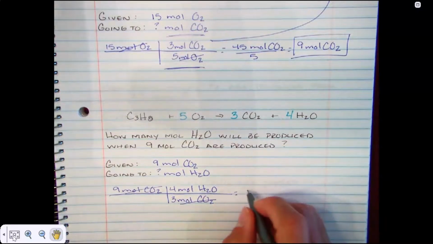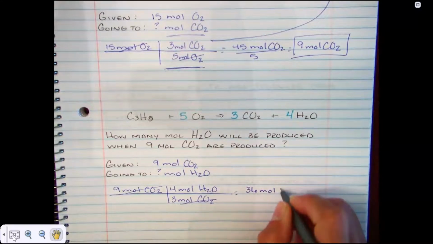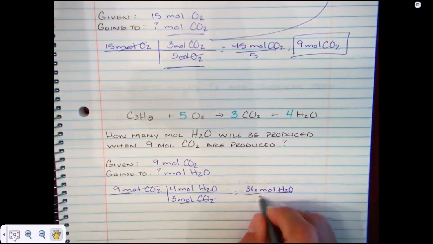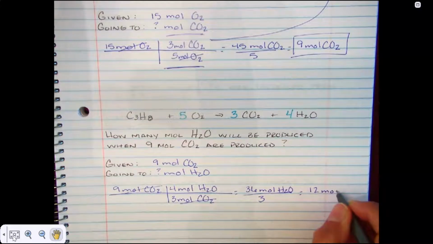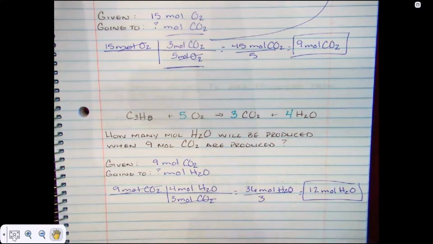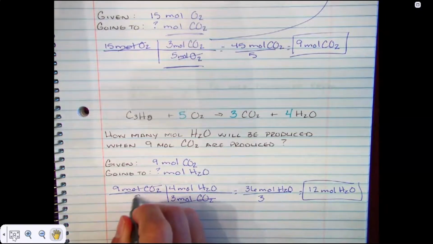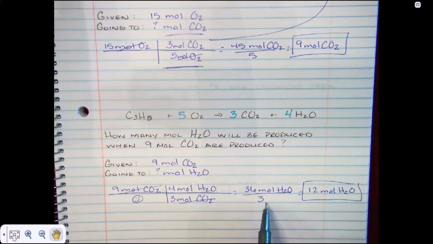9 times 4 is 36 moles H2O. Don't forget to pay attention to what's on the bottom, which is 3. 36 divided by 3 is 12 mole H2O. Again, here make sure that we multiply across the top, multiply across the bottom. If you don't have anything underneath, you can always put that smiley face. But make sure that you bring that bottom number over so that you'll finish out your math correctly.